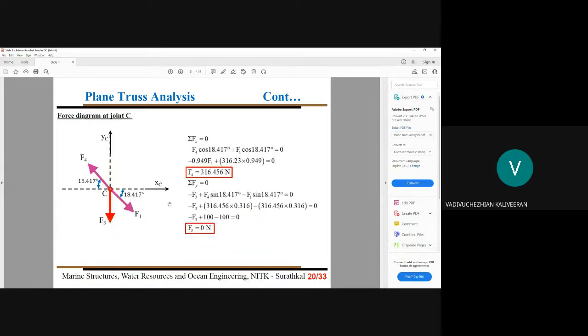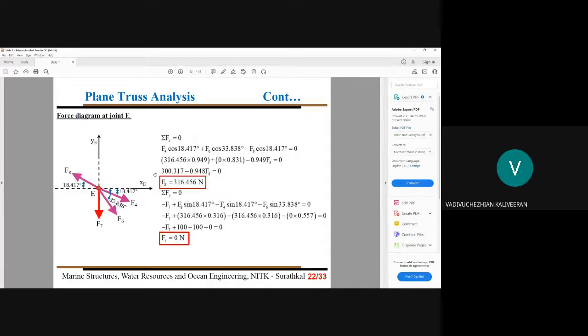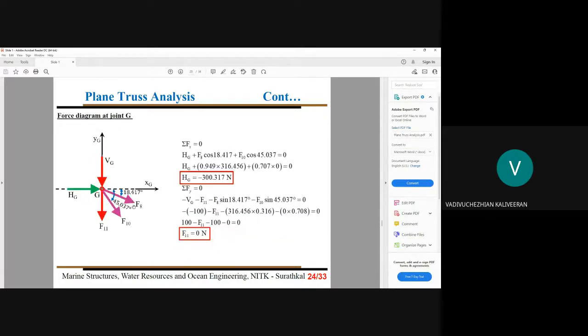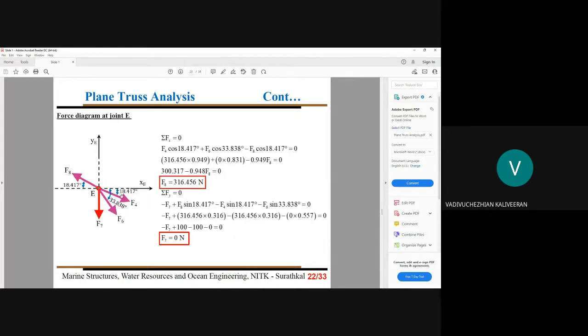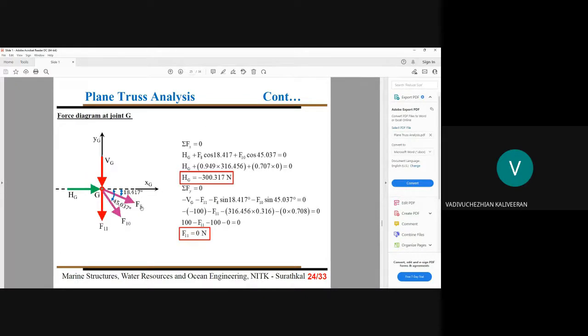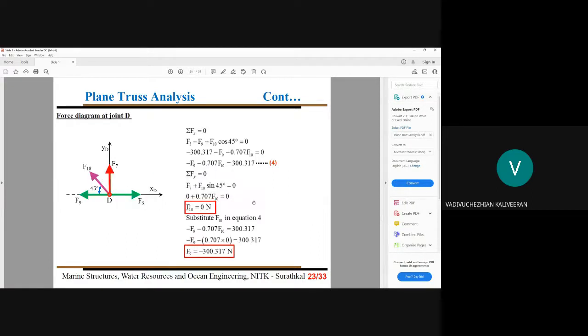Similarly, when you think about your joint E, members 1, 2, 3, 4, 4 members are involved. Already the F4 portion we have noted from our previous calculation. F4 portion is known, and F6 also we have noted. Only two, F8 and F7, we have to identify. F7 is 0, F8 we are getting 316456. We already noted that in the same line, the same force should be existing.